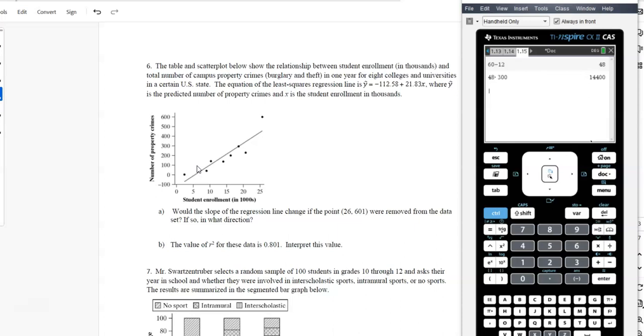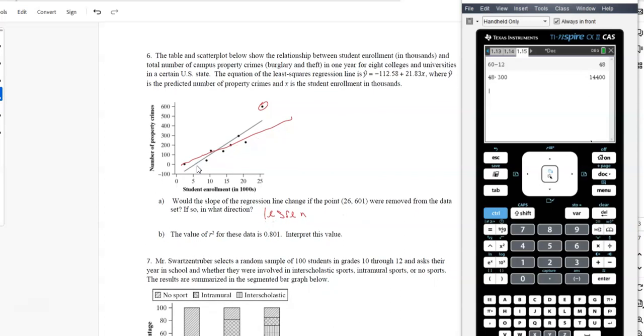Would the slope line change if the point 26,601 was removed? So if we took this point away, it's not part of the data. To me, the line would probably be, I don't know, something like that. So the slope would change quite a bit here. So would the slope be less? So we would lessen the slope. You want to say this in a sentence in context, but that's the idea of it.